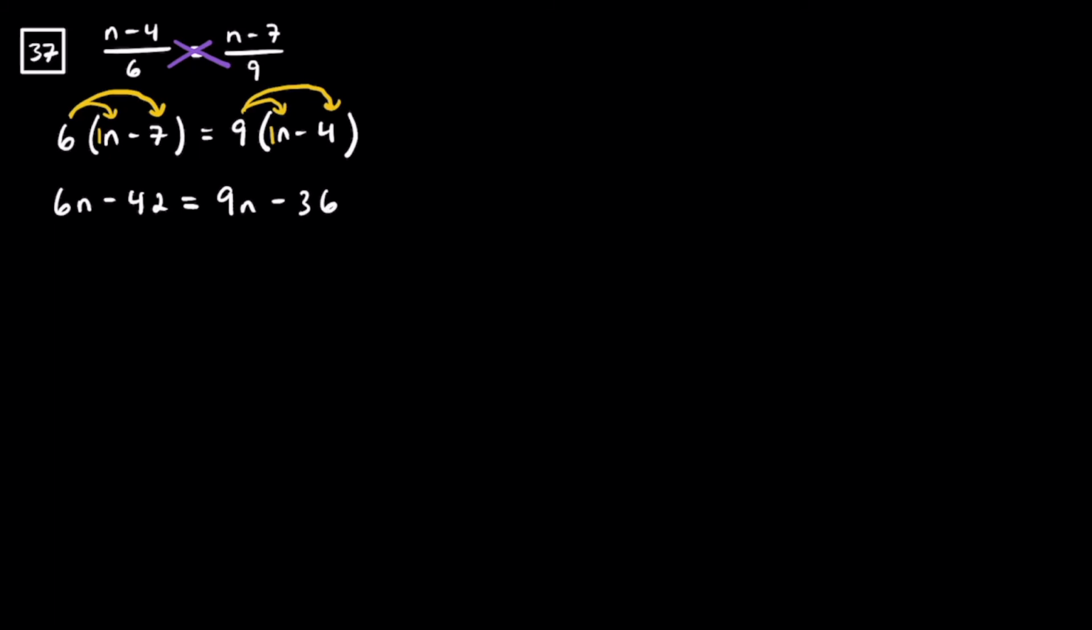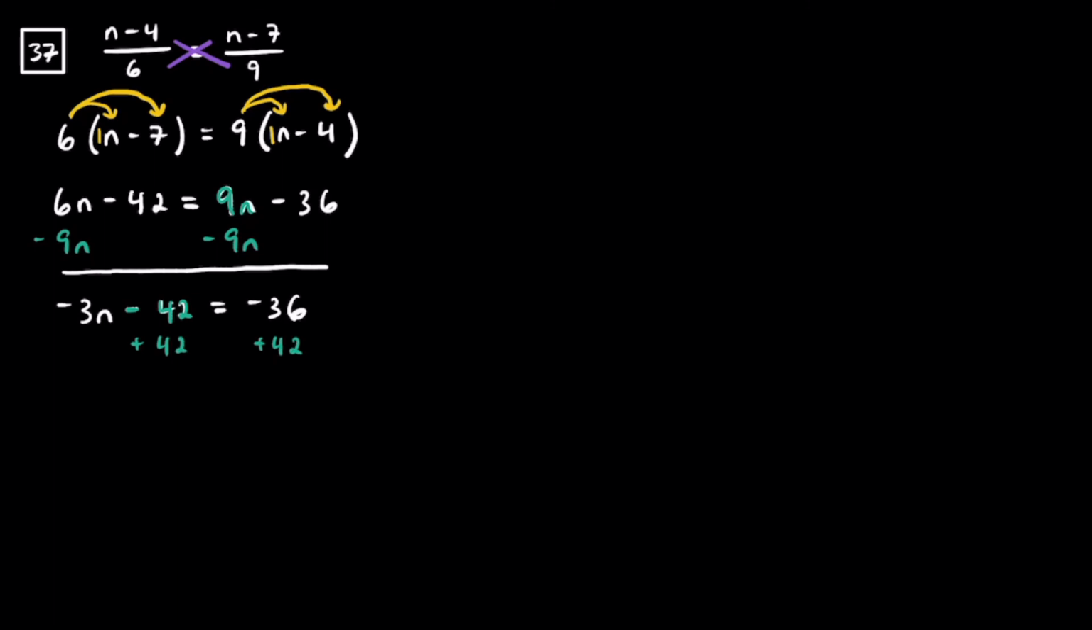So we have variables on both sides. Let's take this 9n and take away 9n on the right and take away 9n along the left. If we go ahead and do so, 6 minus 9 is negative 3, so negative 3n minus 42 is equal to negative 36. And then we have a two-step equation now, so let's take this negative 42 and add 42 to the left and add 42 to the right.